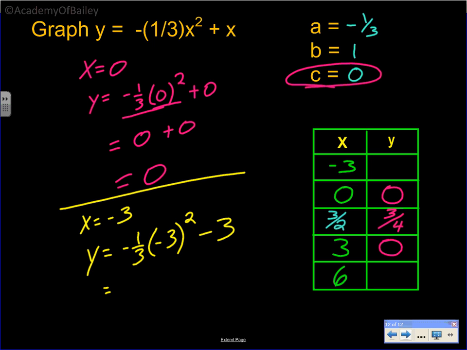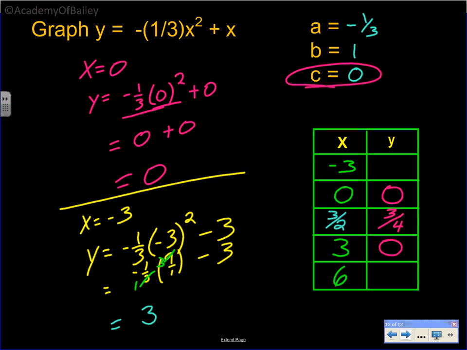So what we're going to have is negative 3 squared is 9. Negative 1/3 times 9 over 1. Well, we know that 3 goes into 3 once, so we cross it off and put a 1, and 3 goes into 9 3 times, so we cross it off and put a 3. Multiply straight across. 1 times 3 is 3, and on the bottom, 1 times 1 is 1. But really, what's 3 over 1 equal to? It is equal to 3.